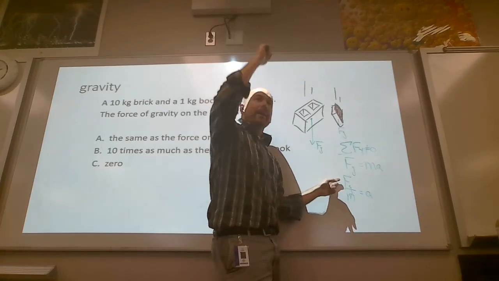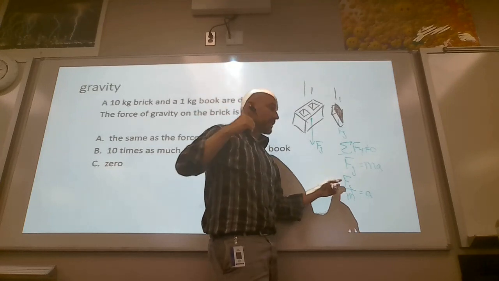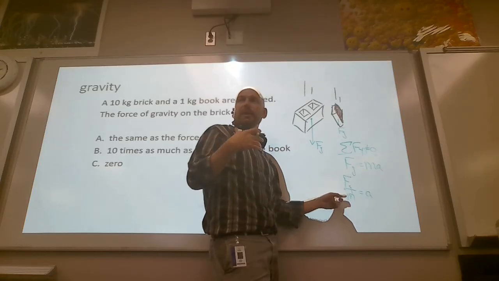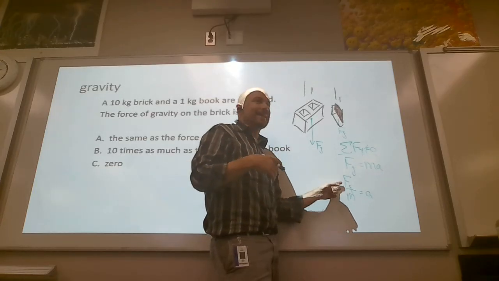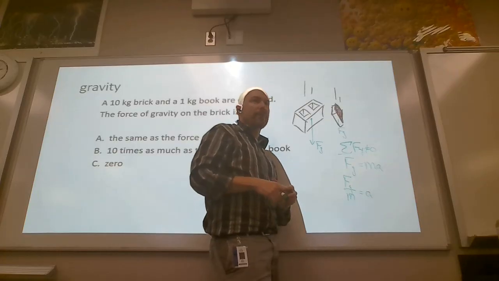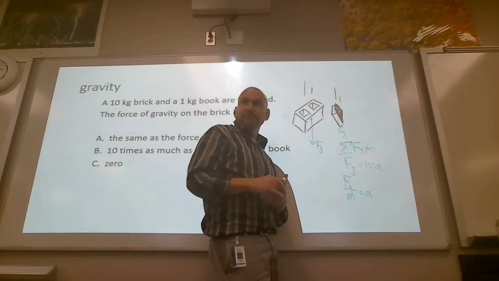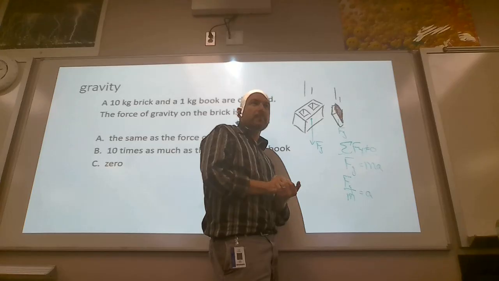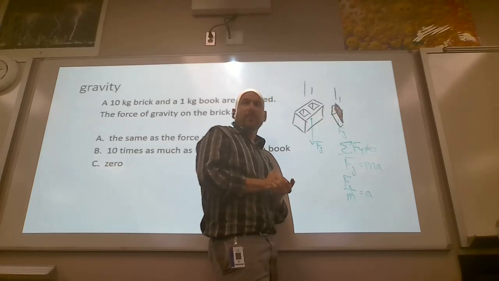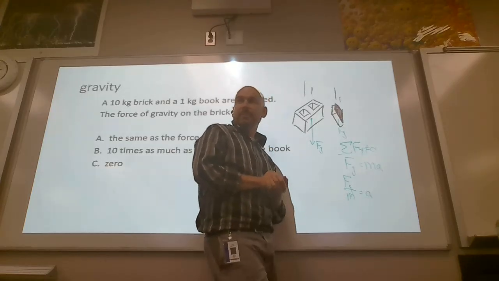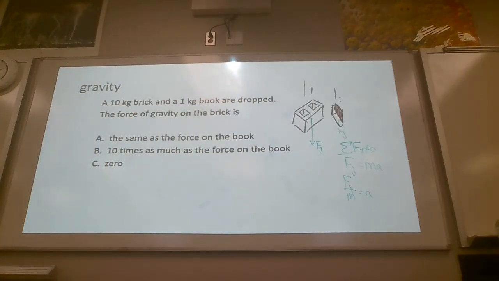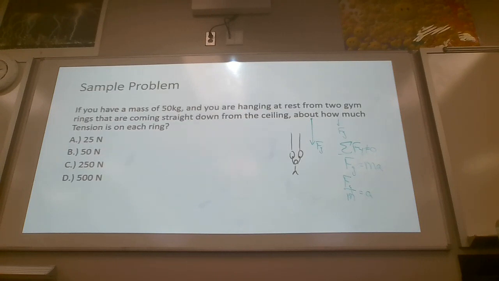Versus the book, it does have force of gravity, but not as much, but it also doesn't have as much inertia saying, I don't want to do that. And so that ratio of force to mass is identical. Therefore, all of them fall at the same rate. That is why all things fall at the same rate, 9.8 meters per second squared, on or near the surface of the earth. You good with that? Okay.